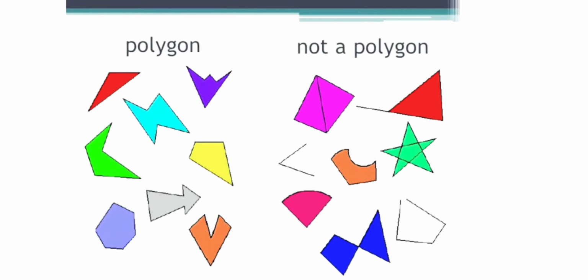I have taken some other examples, a circle, a curve. These are some examples of not polygons. In this figure you can easily identify which one is a polygon or not a polygon.